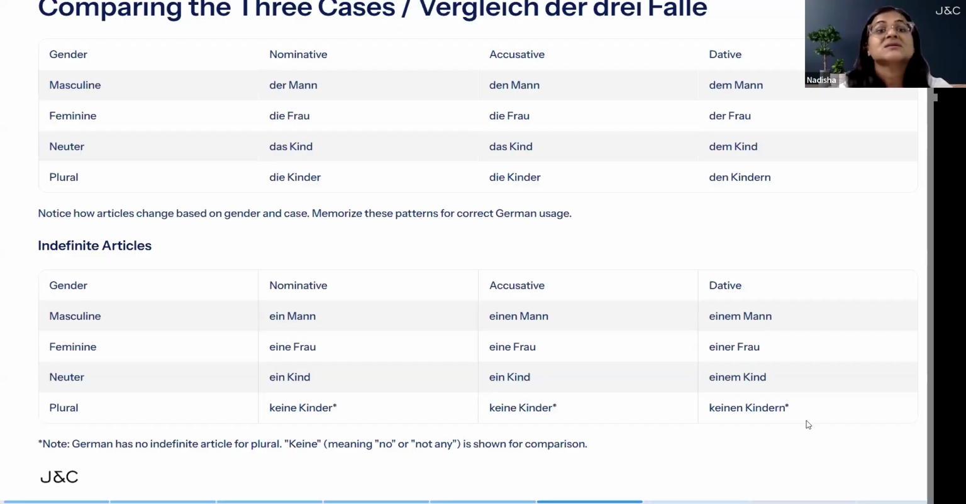Always remember this. Der, die, das, die, den, die, das, die, dem, der, dem, den plus n. That's how you have to remember the definite article table. The indefinite article table is ein, einen, einem, einer, einem. You have to remember these two tables to make correct sentences with correct cases. Okay.